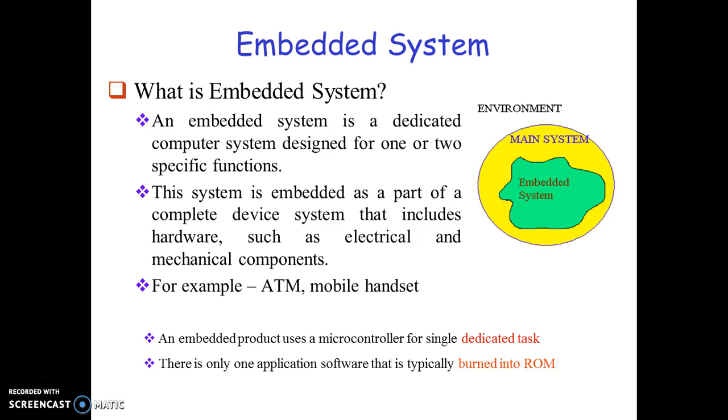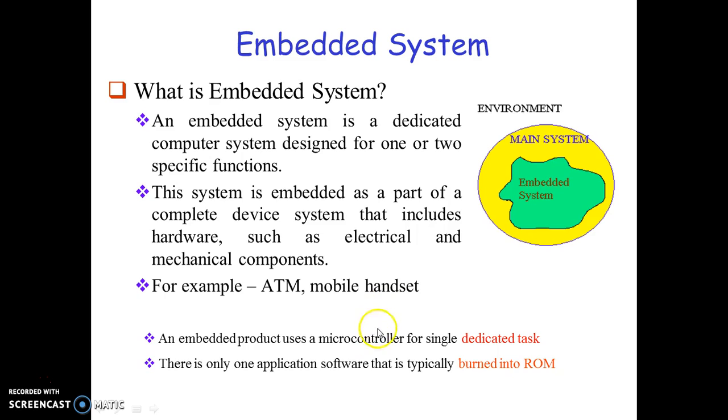What is an embedded system? An embedded system is a dedicated computer system designed for one or two specific applications or functions. The system is designed as a part of a complete device system that includes hardware, such as electrical and mechanical, along with the software. Some very good examples of embedded systems are ATM and mobile handset.